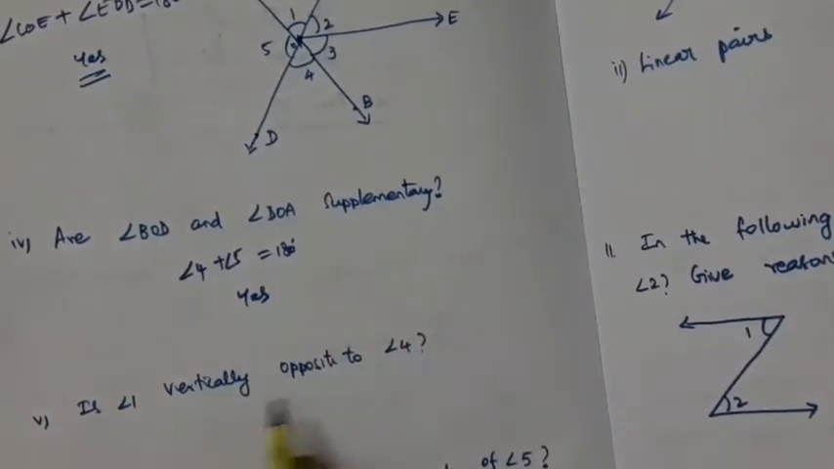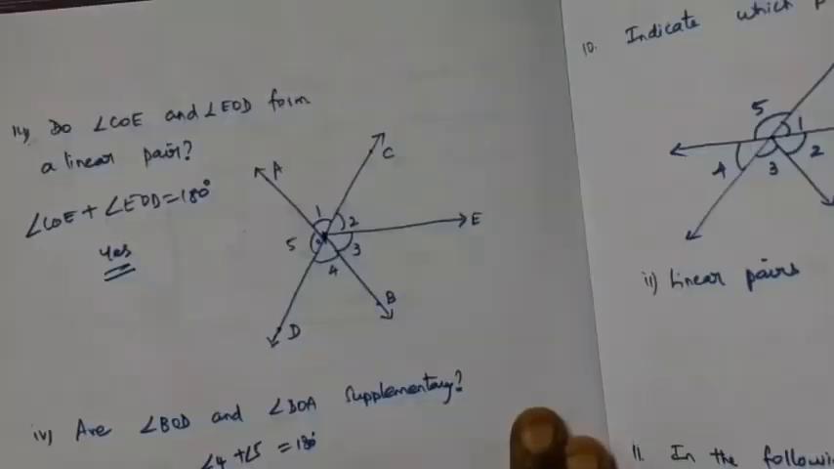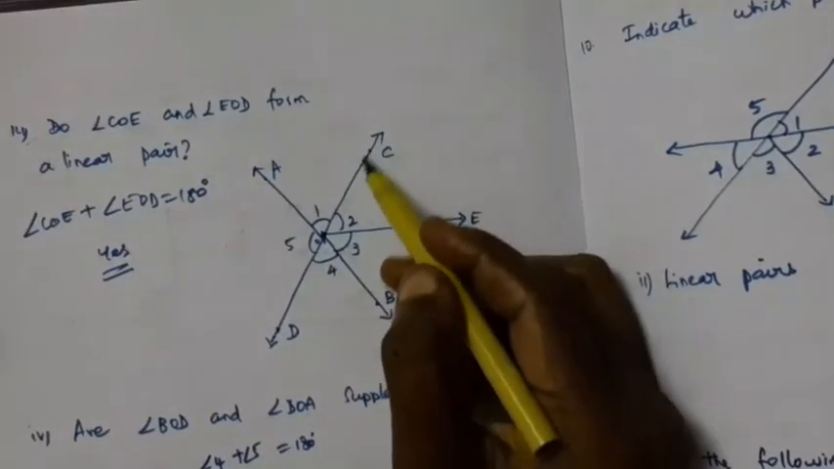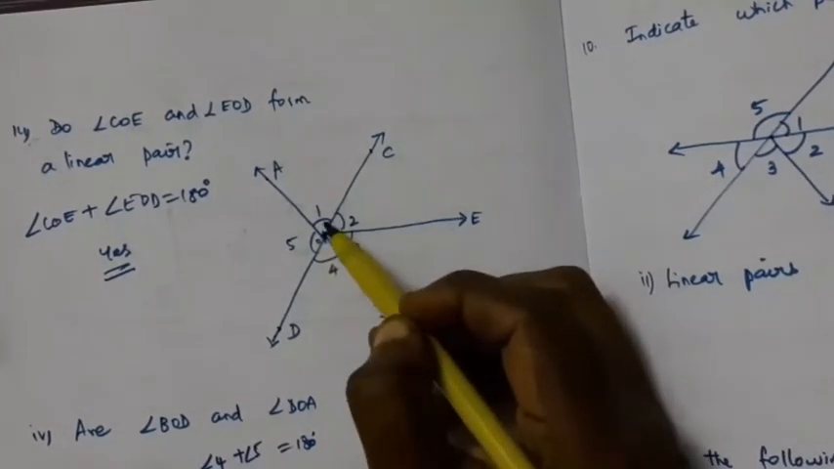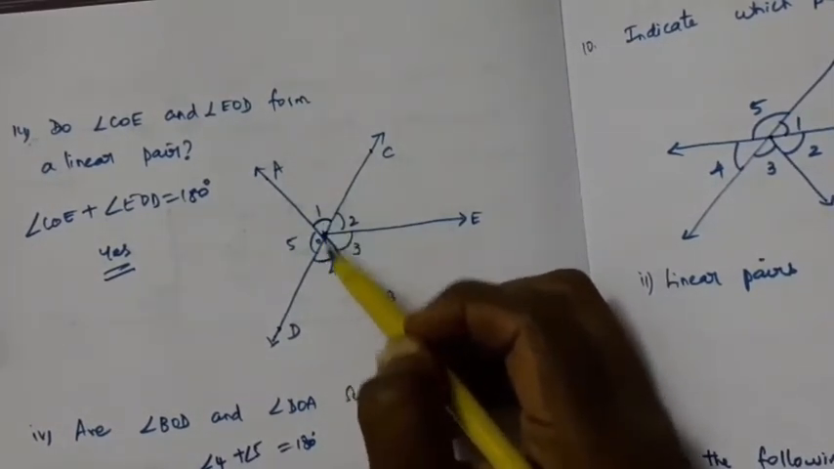Angle 1 is vertically opposite to angle 4. These are two straight lines crossing each other, and this is angle 1 and this is angle 4. These are vertically opposite angles. The answer is yes.